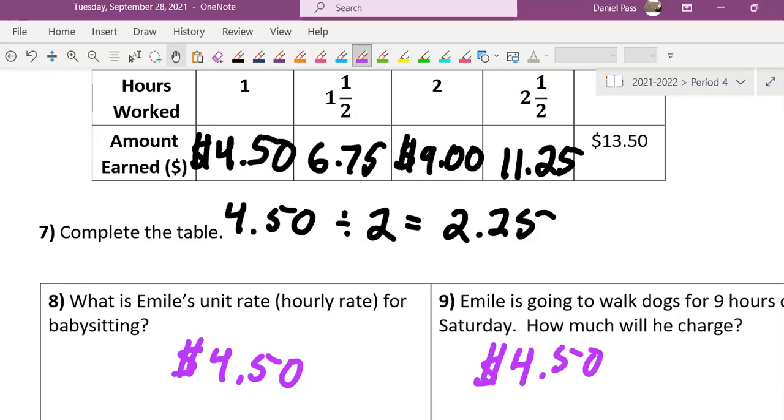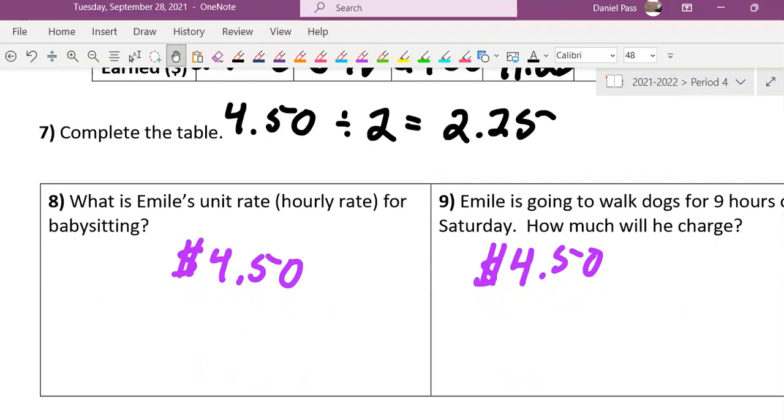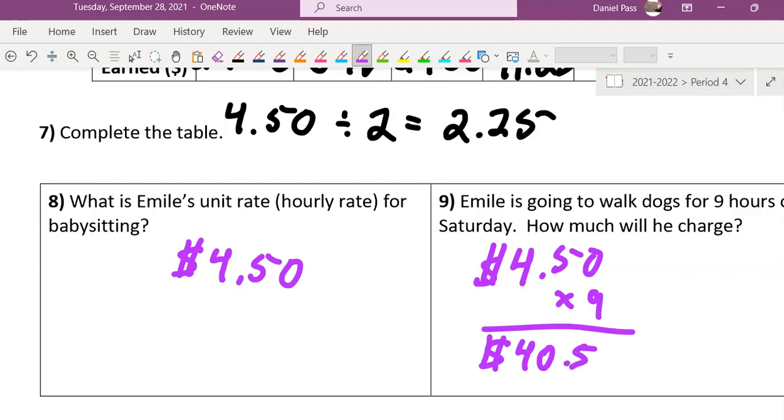$4.50 times, because that's only 1 hour, right? Times 9, right? That means you multiply that amount times 9. Now, this is such a funny number because it almost looks like times 10, doesn't it? Because it's got a 4 and a 5. That's what I thought. But it's not, because 10 times this would have been $45. It's not $45, it's $40.50. So it's actually correct.